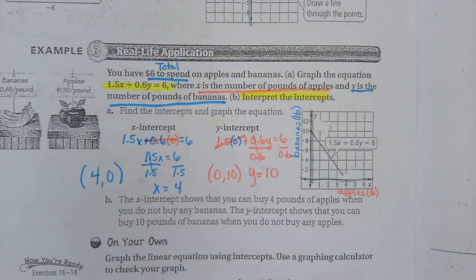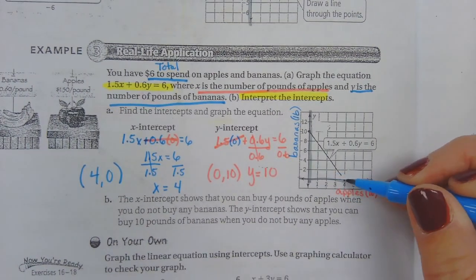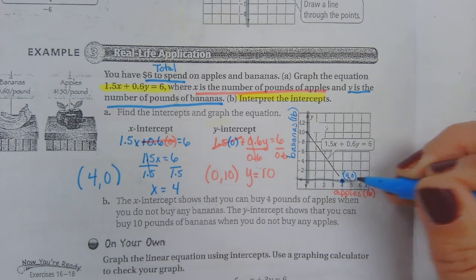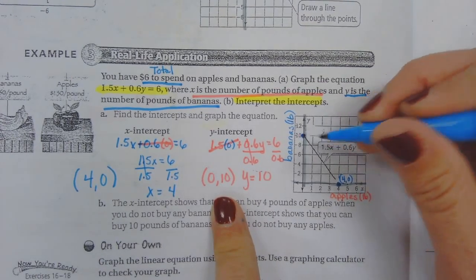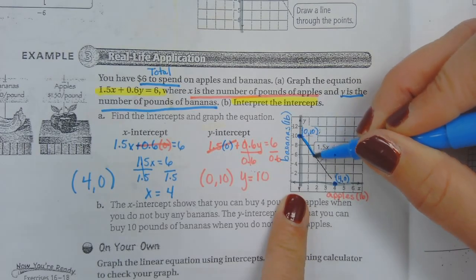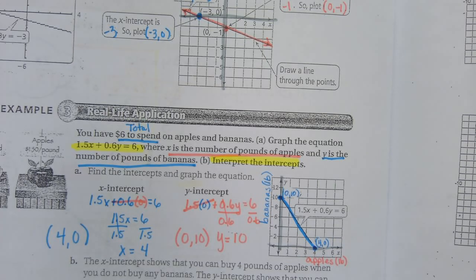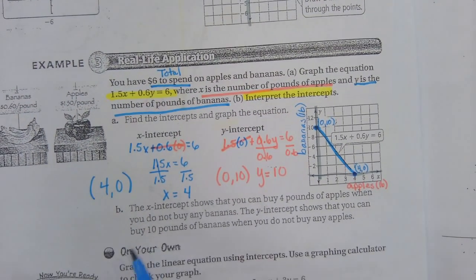So now what you would do is you would plot those points. So I would go to 4, 0. So 4, 0 is right here. And then I would also go to 0, 10, which is right here. And then connect those points. Notice that since this is a real life situation, negatives don't make sense. So we would only use quadrant 1. We would not go into the negatives because that would not make sense in our problem.